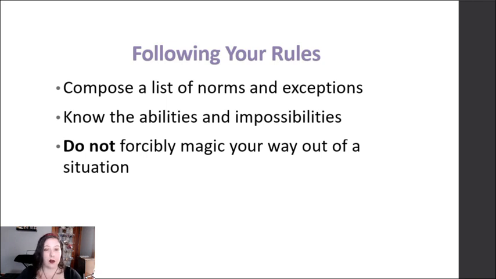Now, following your rules goes back to that story handbook I had talked about earlier. You want to compose a list of norms and exceptions for your magic and stick to them. An exception coming out of nowhere in the nick of time is not a good look. You want to hint at things like that. Be like, no one's ever done that before. I think it was written down once somewhere, but everybody died anyway. Like, they did it, yeah, but it leveled a city building, or just a city.